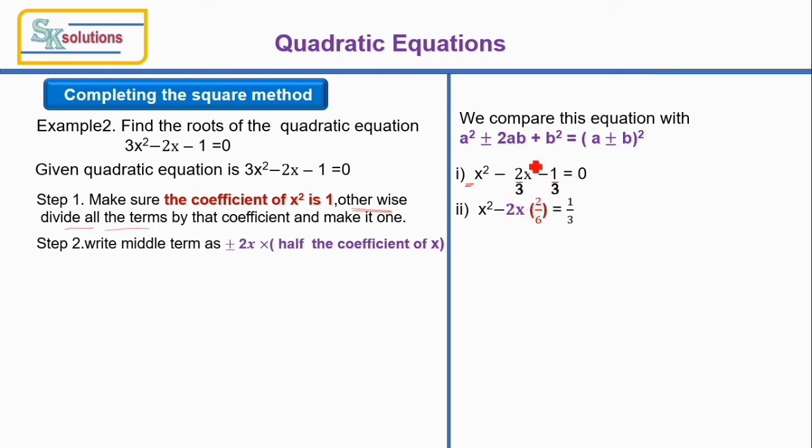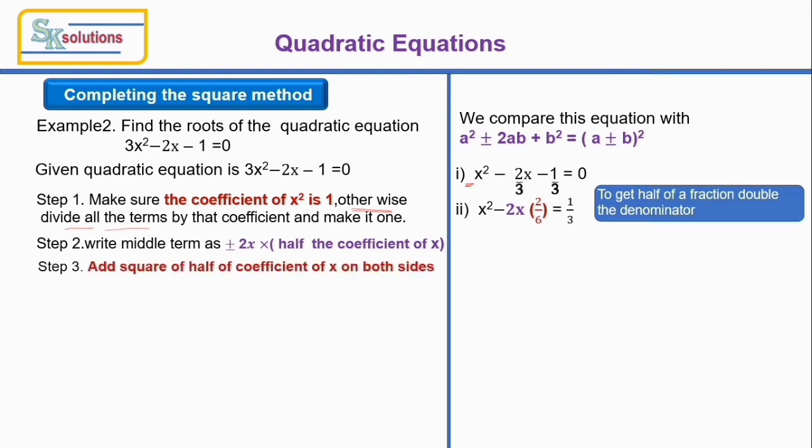Coefficient of x is 2 by 3. What is half of that? The half of that is 2 by 6. How will you get half of a fraction? To get half of a fraction, you just double the denominator. Here the denominator is 3, so you double it, it will be 6. That's all.